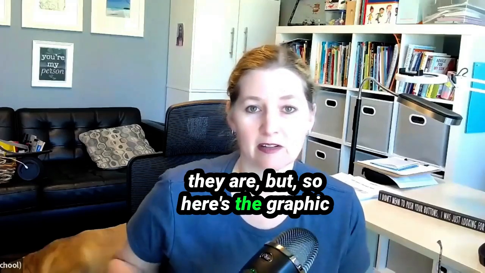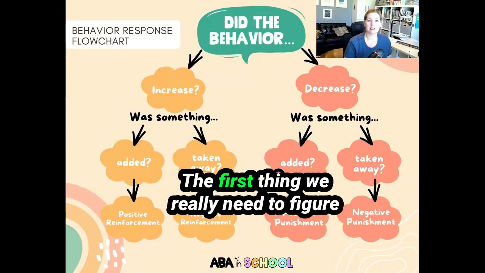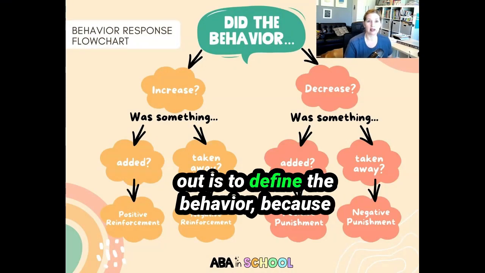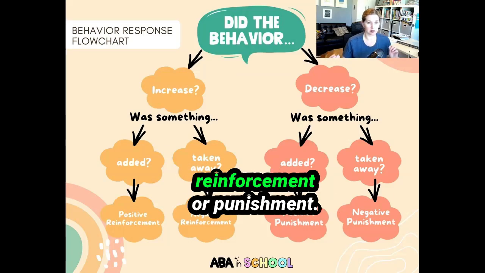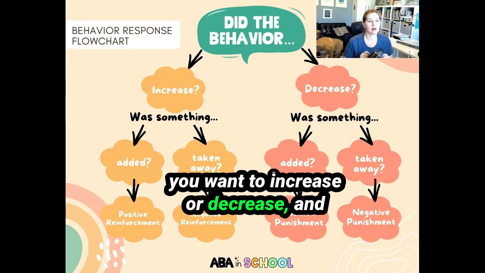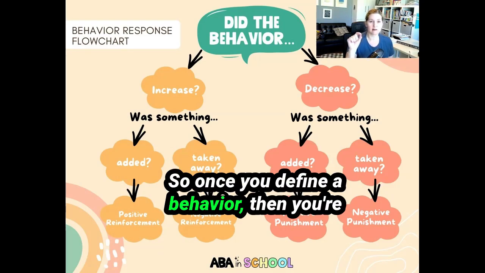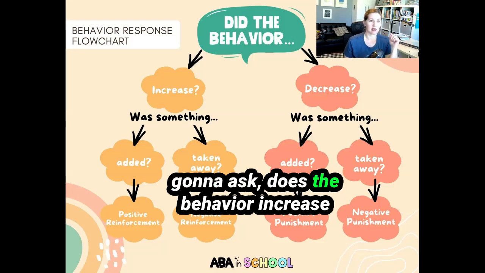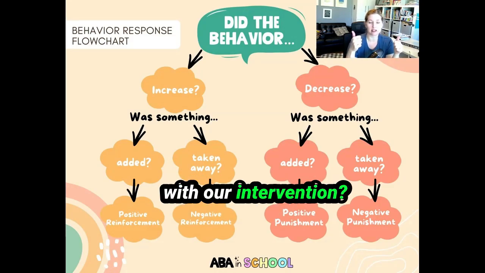So here's the graphic that I came up with. I created a flow chart. The first thing we really need to figure out is to define the behavior, because that will help us decide if we're talking about positive or negative reinforcement or punishment. Once you figure out what target behavior you want to increase or decrease, you follow this flow chart. Once you define a behavior, you ask: does the behavior increase with our intervention, or does it decrease with our intervention?